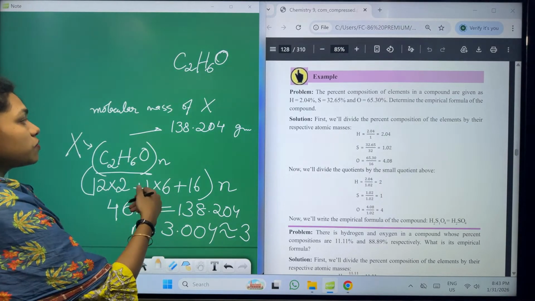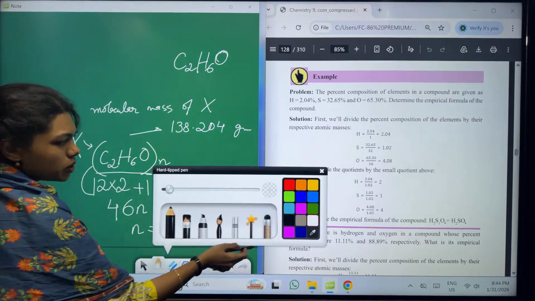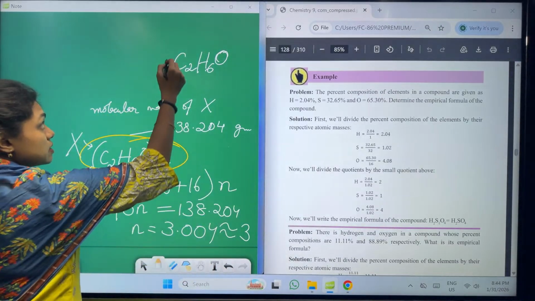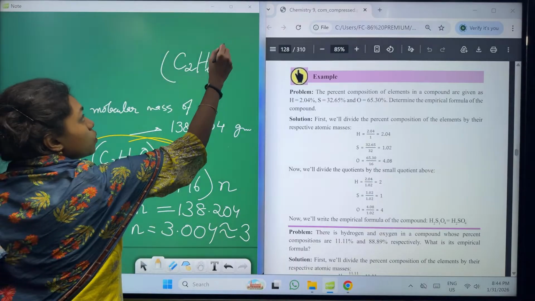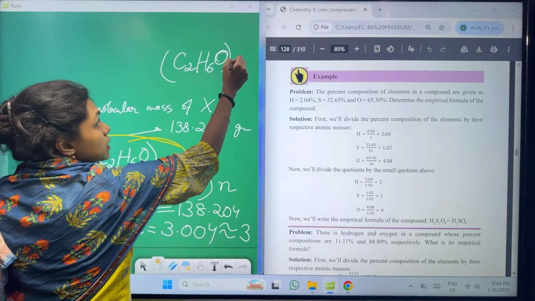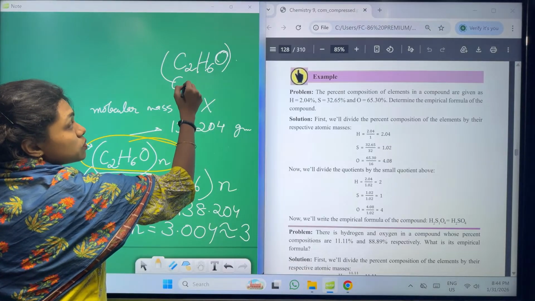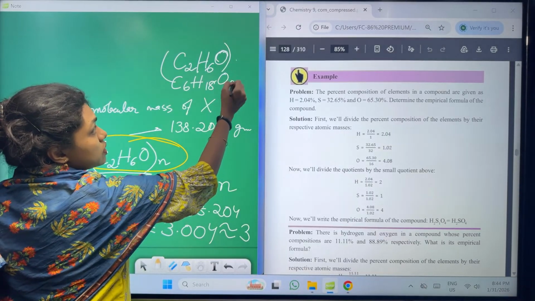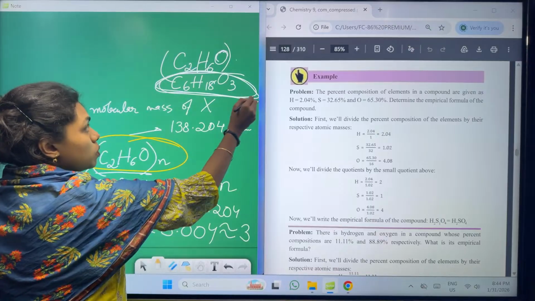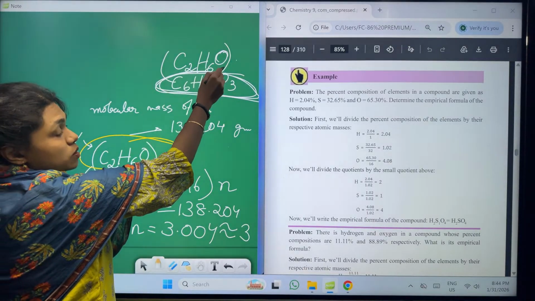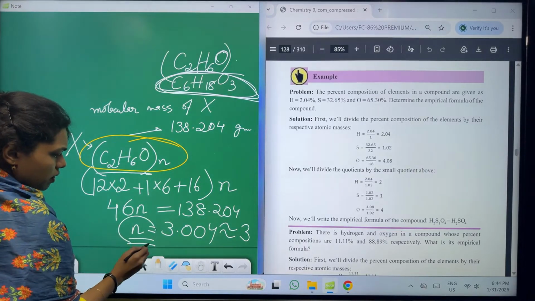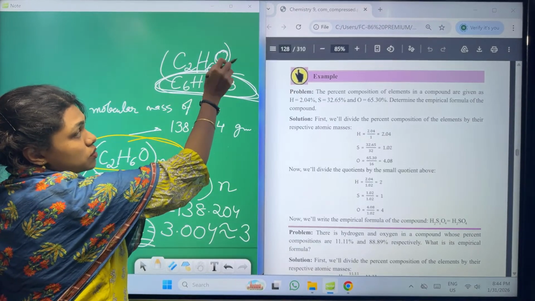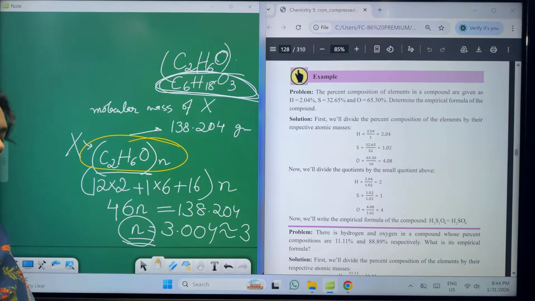Therefore, n is 3. What was my desired molecular formula? It is C2H6O into 3. That is C2 into 3, 3 2s are 6, C6; H 6 into 3 is 18; and O into 3, O3. I have multiplied each of these numbers of atoms with 3 because 3 was the value that I got for n. This is my desired molecular formula, and that answers my second question.